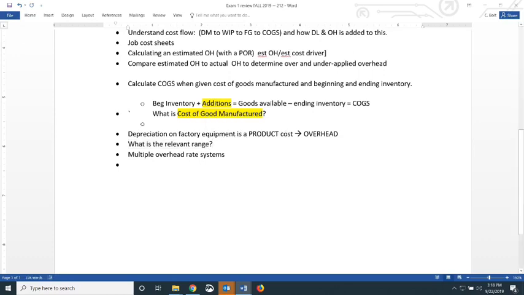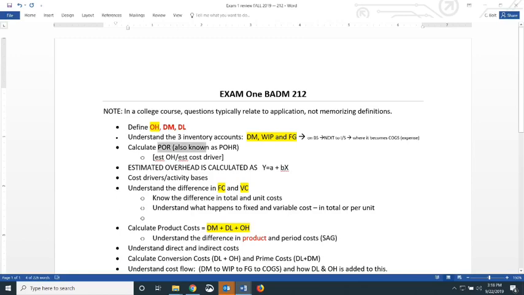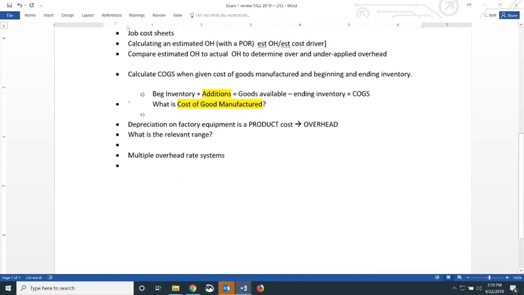Finally, for exam 1, multiple overhead rate systems. This POR that we've talked about so much, let's go back up to the calculation here. When you calculate a predetermined overhead rate, most companies only have one. That's sort of the lazy way. If you have a system where there are multiple overhead rates or multiple PORs, it's a better system because it more accurately defines how costs should be allocated.